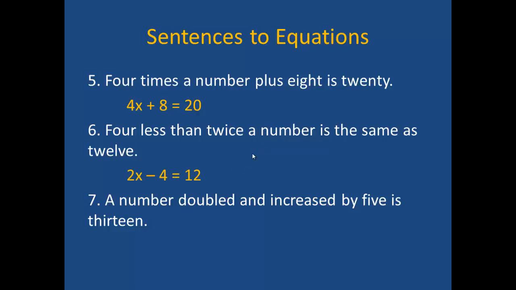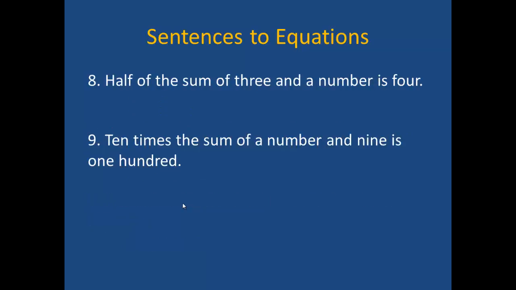And a number doubled and increased by 5 means that first we'll multiply a number by 2, then add 5, and say that it is equal to 13. These next two examples require the use of parentheses.